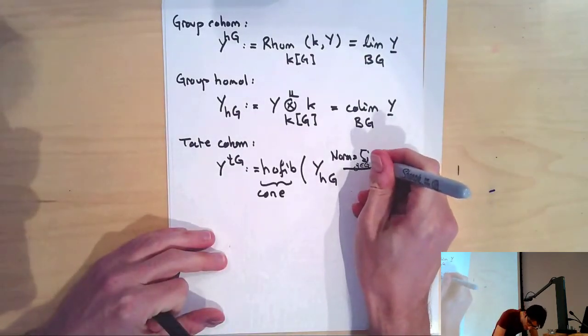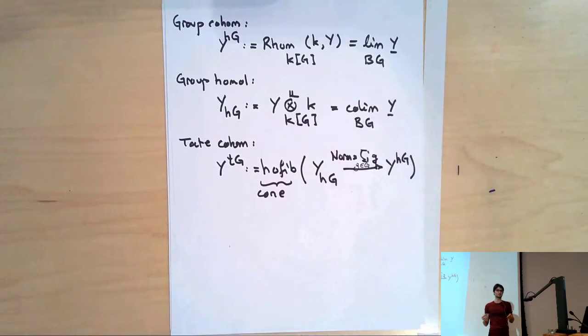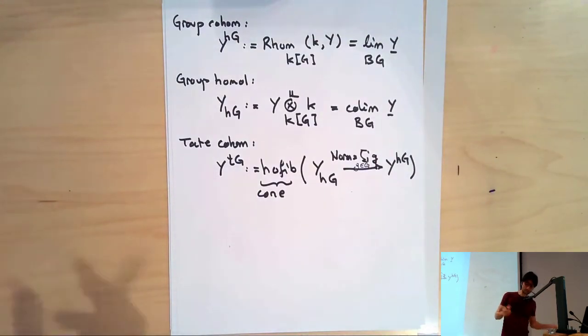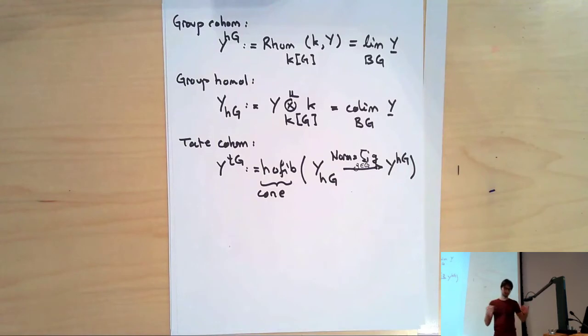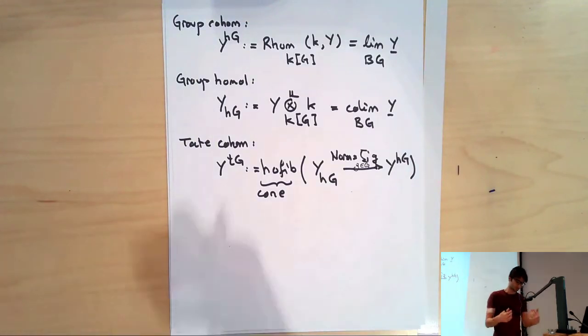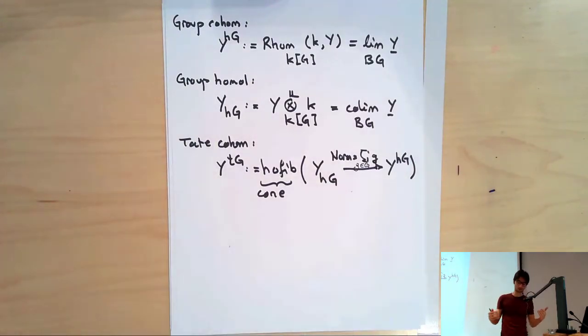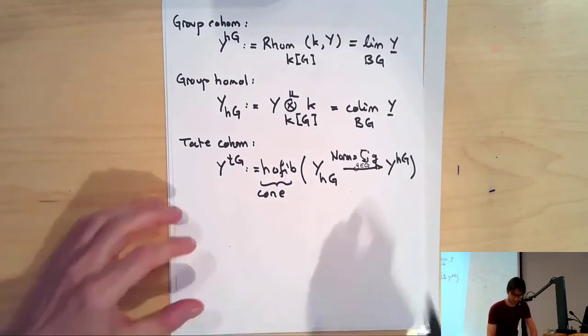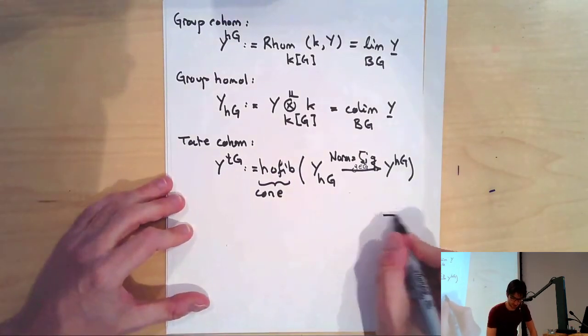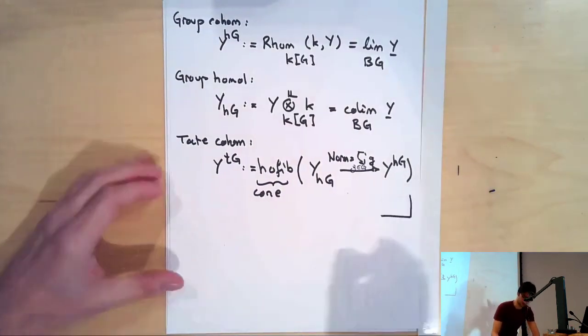of G. So I sum up all the actions of all elements in my group. My group is finite. And that defines for me the norm map, which you may have classically seen, gives you a map from the homology to the cohomology. And by splicing these together, that is to say, taking the cone of this, I construct the classic Tate cohomology of my group acting on some module. So that's the end of the digression in the case of a finite group.